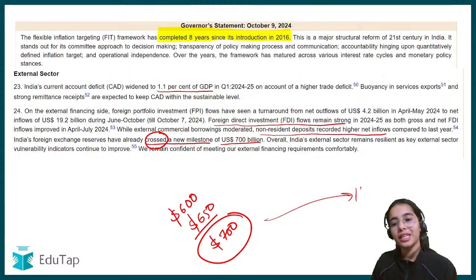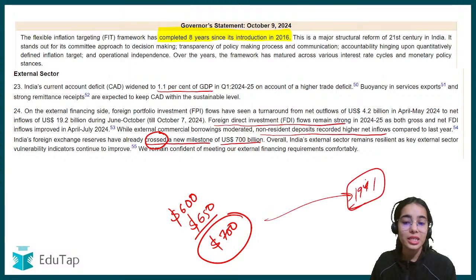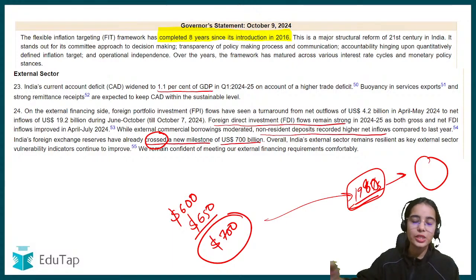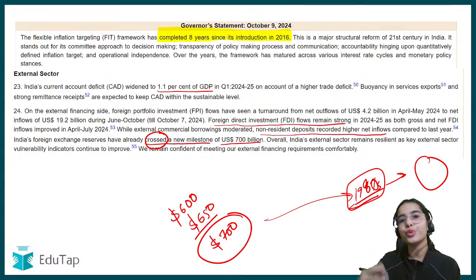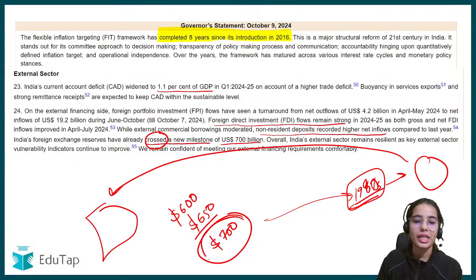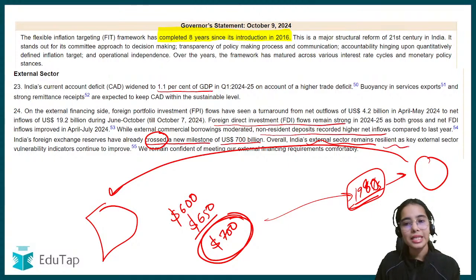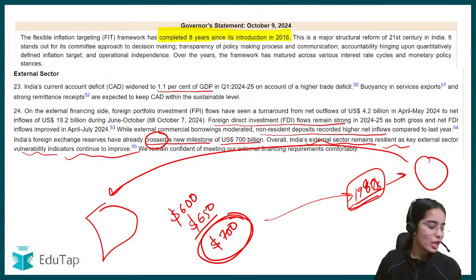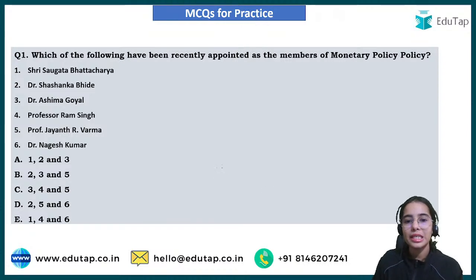There was a time in the late 1980s, and 1991, where we didn't have enough foreign exchange reserves to survive after 2 to 3 weeks, or to do the imports after 2 to 3 weeks. And now we have come to such a situation where we have enough foreign exchange reserves to sustain for months. So overall India's external sector remains resilient, as key external sector vulnerability indicators continue to improve. So this is the whole idea. Yes, very good. So now I hope you will be easily able to answer this question.